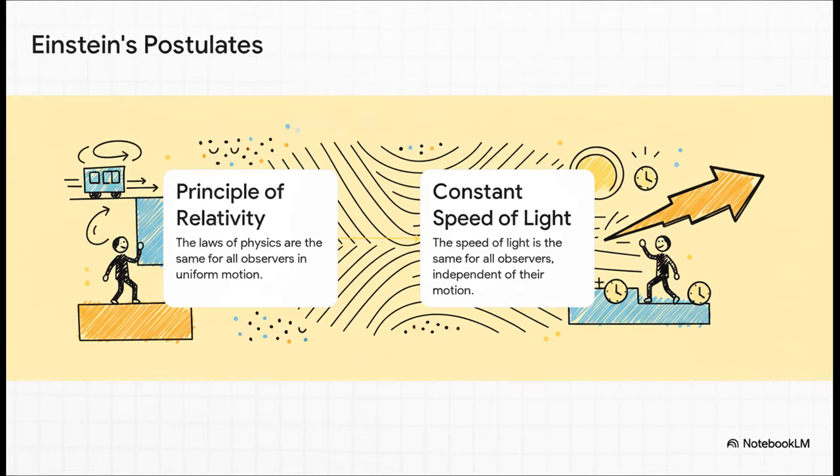His first rule, or postulate, was that Galileo was right. The laws of physics work the same for everyone. His second rule was that Maxwell was also right. The speed of light is constant for everyone. His genius wasn't in some crazy new math. It was just in having the guts to ask, hey, what if they're both right, and it's our common sense about space and time that's wrong?